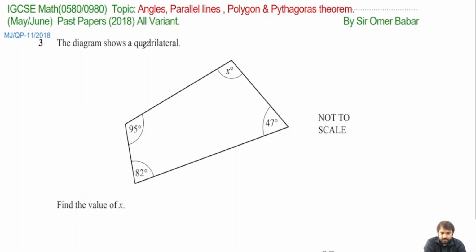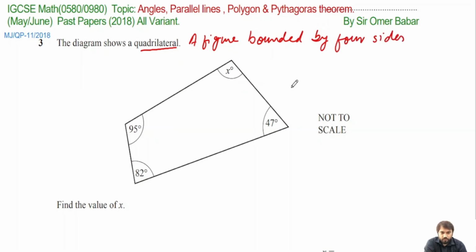And what is a quadrilateral? A figure bounded by 4 sides is called a quadrilateral. And we know that the sum of all the interior angles of a quadrilateral add up to 360 degree. So we are going to apply this rule here.